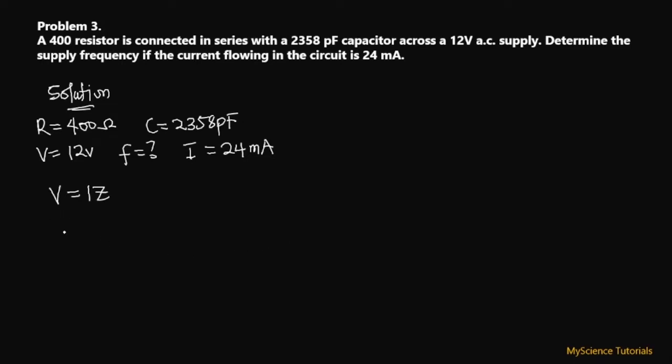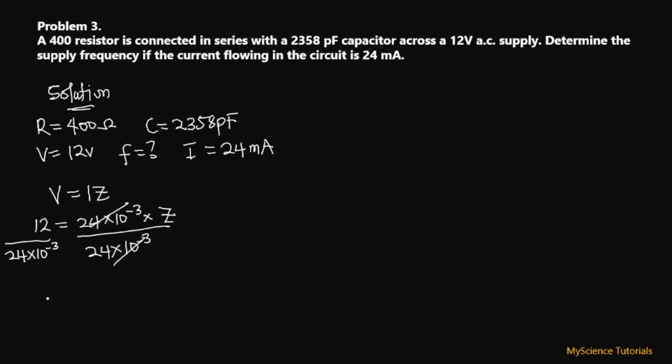So if we use that approach, we are going to have 12 volts over here is equal to the current, which is 24 times 10 raised to the power negative 3, multiplied by our impedance. So we divide both sides by 24 times 10 raised to the power negative 3.